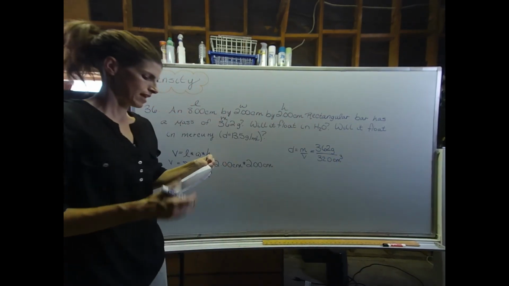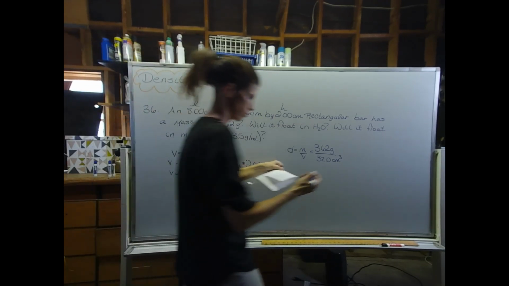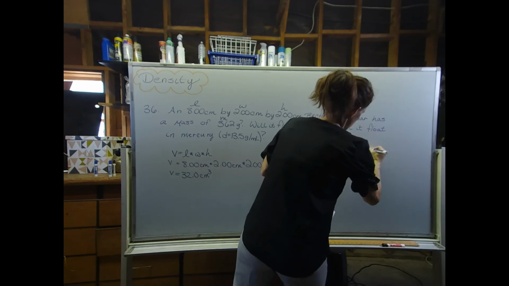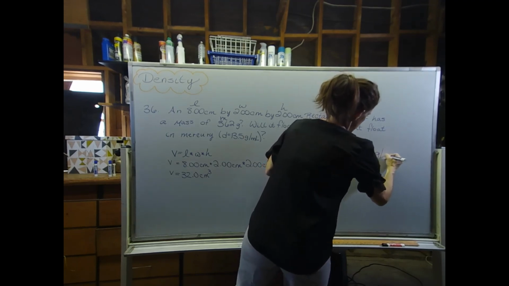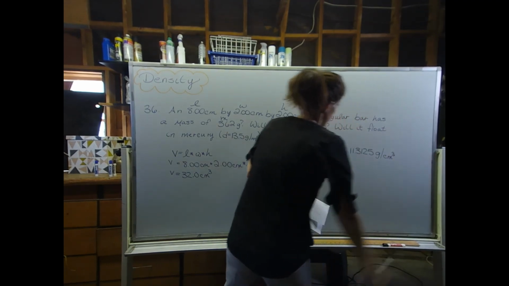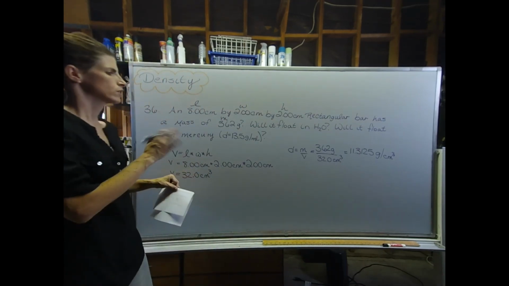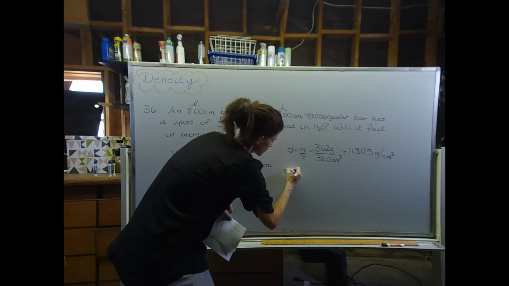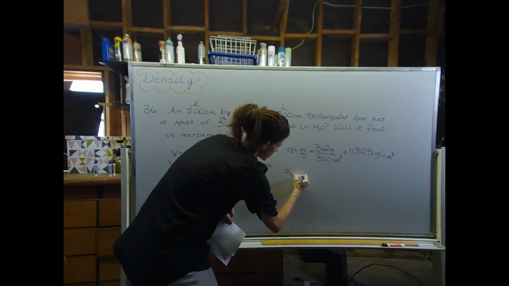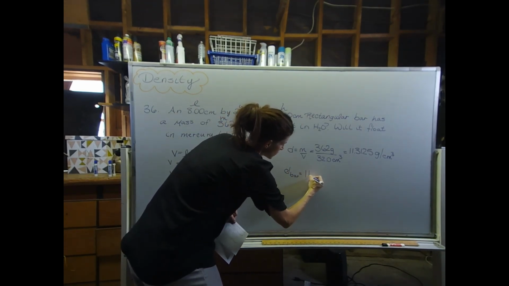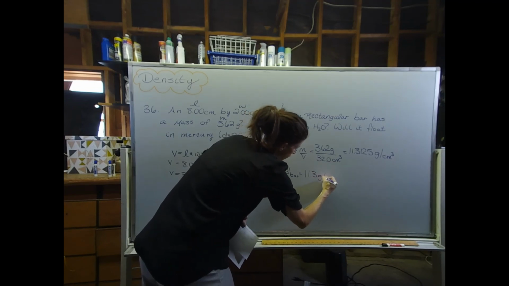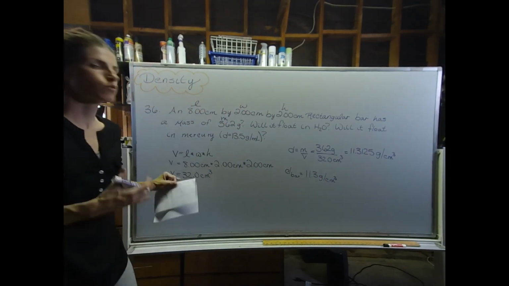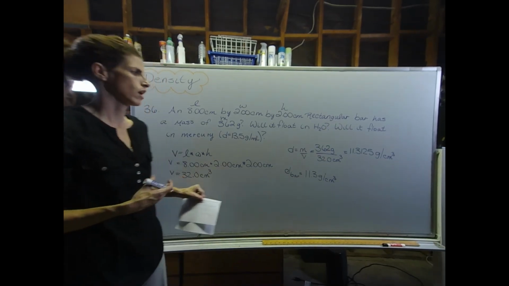That gives me a density of 11.3125 grams per centimeter cubed. Looking at all the information, I have 3 sig figs. So let's say the density of this bar is 11.3 grams per centimeter cubed. Critical information if we're trying to figure out if it's going to float or not.